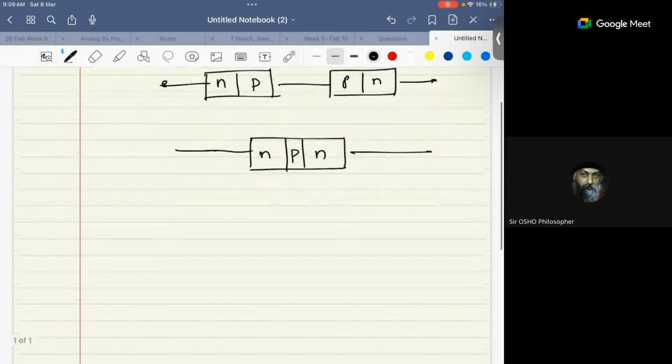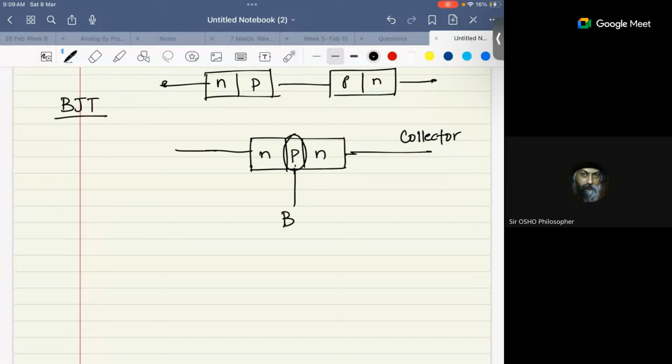So when we talk about the BJT that we normally work upon, the area of cross section for this P doped region is the smallest. Let's say you call this the collector. There are three terminals that you already know. One is the base and one is the emitter.